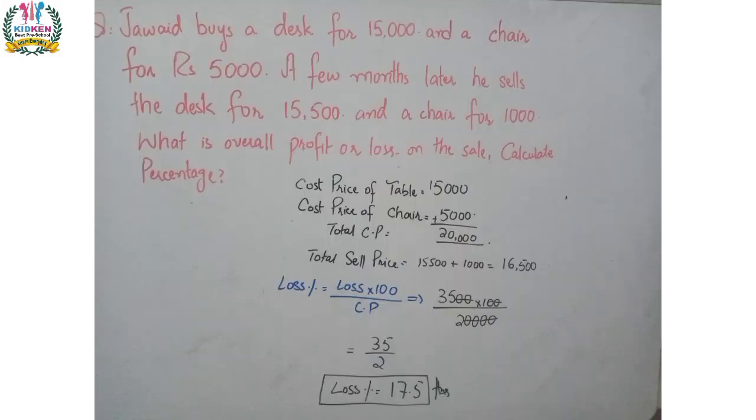Next question: Javed buys a desk for rupees 15,000 and a chair for rupees 5,000. A few months later, he sells the desk for rupees 15,500 and the chair for rupees 1,000. Calculate his overall profit or loss percentage on the sale. Our cost price for the table is 15,000 and the chair is rupees 5,000, so our total cost price is rupees 20,000 and the total sale price is rupees 16,500. So Mr. Javed has a loss of rupees 3,500.